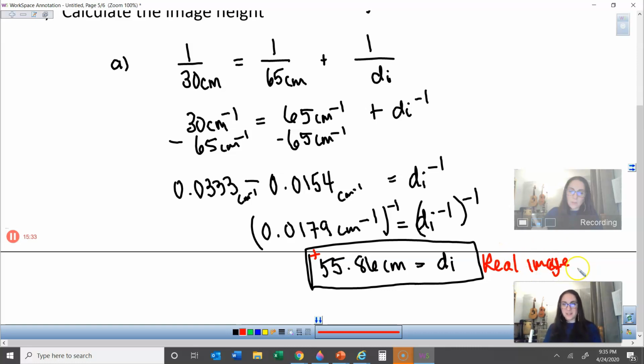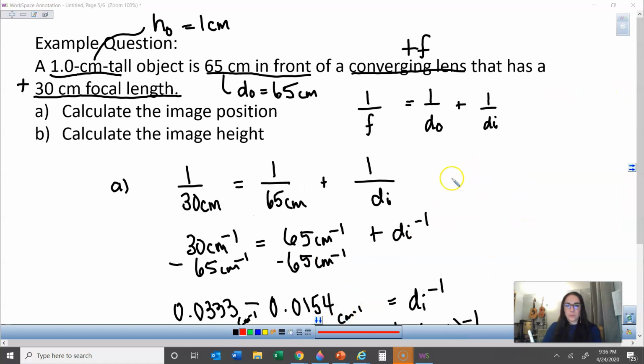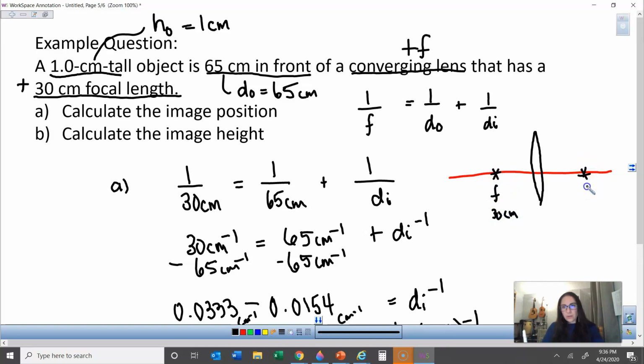Spelled terribly, but you get the idea. That's a real image. In fact, hopefully this is what it kind of looks like, right? So if I drew this really, really terribly right now, here's our lens, our thin converging lens. Oh man, that's real bad. No, I can't have that. I have some standards. There we go. The object is a centimeter tall, so the focal point I'll put over here, which is 30, right? Now they're symmetric, so there's a focal point here at 30 as well.